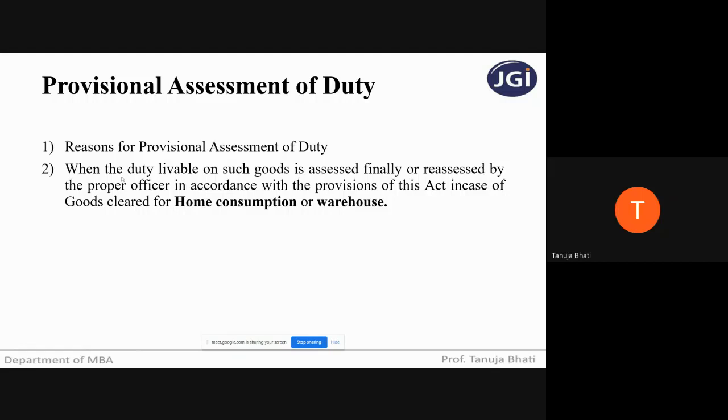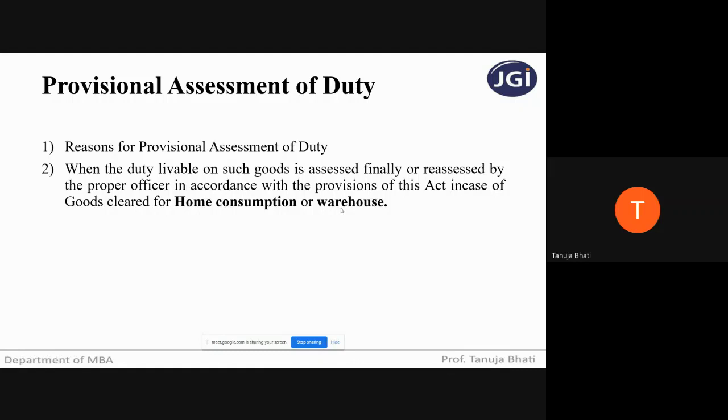Similarly, what happens when the goods are cleared for warehouse? When the proper officer finally assesses the duty, suppose the importer or exporter is paying a duty and the duty as calculated by the proper officer is more, then that deficit has to be paid by the importer or exporter. And vice versa, suppose the value calculated by the assessing officer is less and the importer or exporter has paid more duty, then that difference will be refunded to the importer.